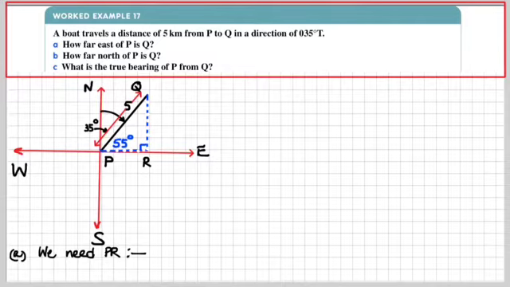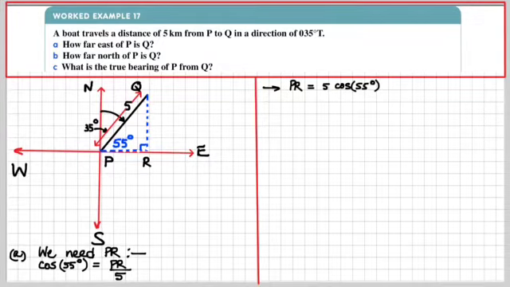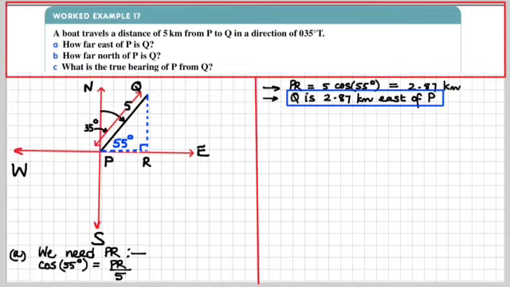We want the east bit first. That's PR, as I was explaining. So therefore, using basic trigonometry in this little triangle here, where I've got the dotted lines, triangle PRQ, we know that cos 55 degrees is PR over 5, and therefore PR, by rearranging that, would be 5 cos 55, which comes to 2.87 kilometres to 2 decimal places. Therefore, we can write in words that Q is 2.87 kilometres to the east of P.